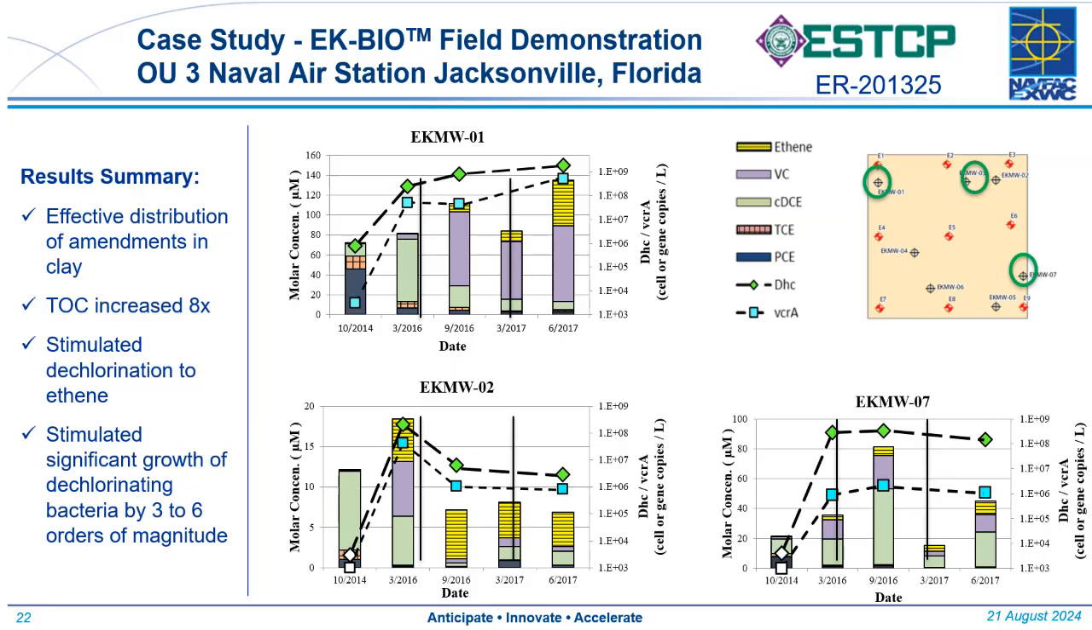We saw PCE concentrations decrease between 70 to 90% across all 3 monitoring points. And we saw a lot of production of monochloride. So this test was not designed to get all the way to the end. This was just a demonstration, and ESTCP was pretty happy with it, as were we. It successfully demonstrated EK as a technology for low permeability sites.